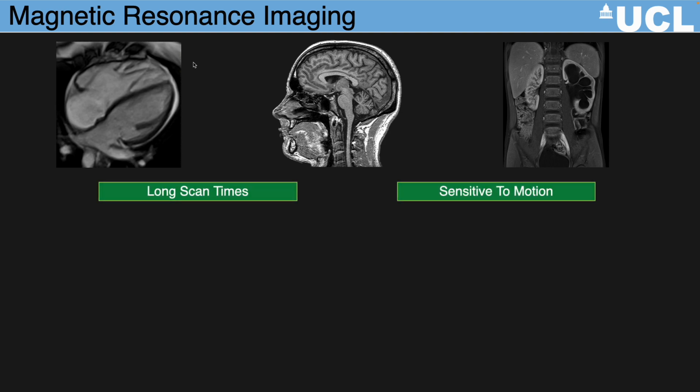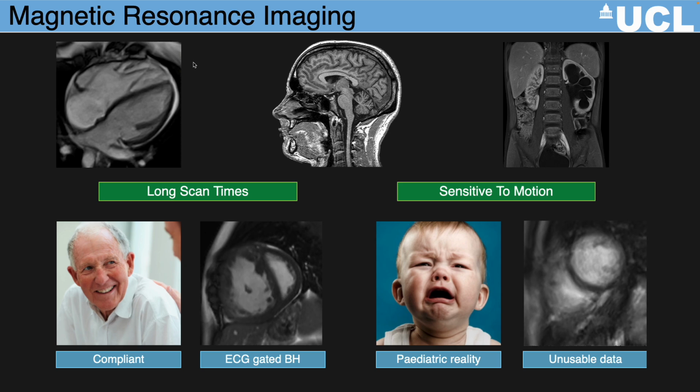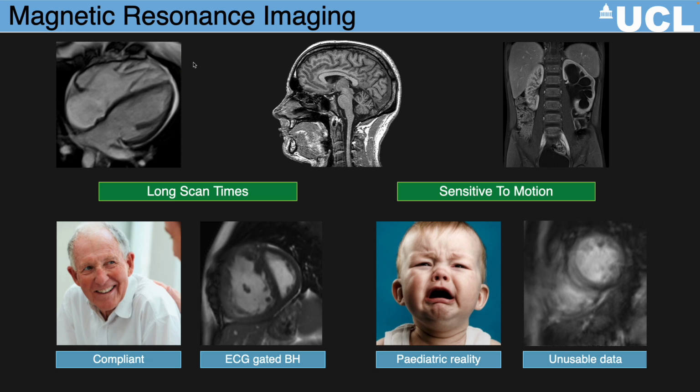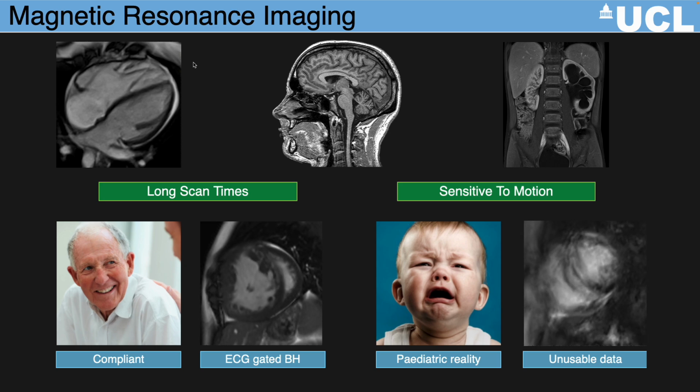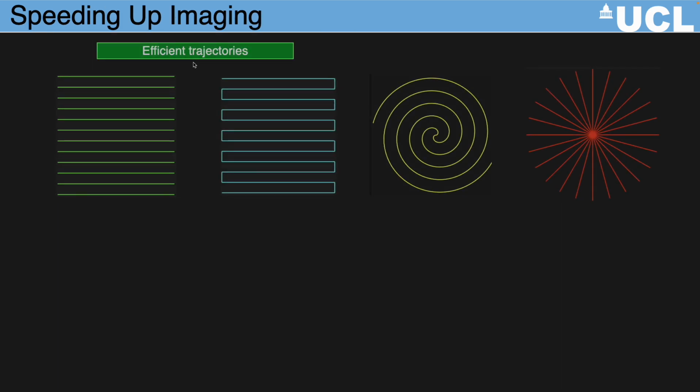However, it's a relatively slow imaging technique which results in long scan times and makes it sensitive to motion. We are often able to achieve good quality imaging through patient cooperation, including breath holding and the use of ECG gating, in this case of cardiac imaging. However, there are a large number of sick patients where the reality is the images are compromised by motion, as in the case on the right. Therefore, there's a great interest in speeding up MRI.